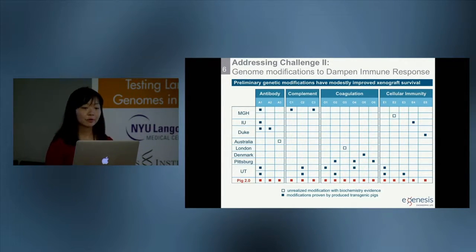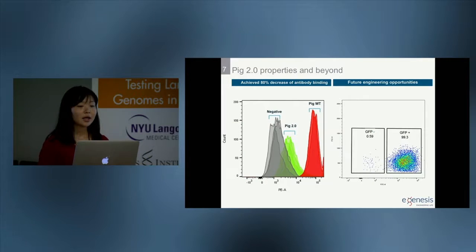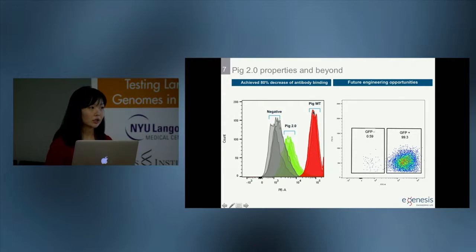So over the last few months, we have generated pig 2.0 cells with 12 modifications, which we think can address antibody binding, complement, coagulation, as well as the T-cell toxicity issue. And here is some preliminary data. We show that with modified pig 2.0, we have dramatically decreased human serum binding affinity by 80%. We also conducted whole genome-wide screening. We designed 70,000 CRISPRs to target every gene in the pig genome, 3 times per gene.